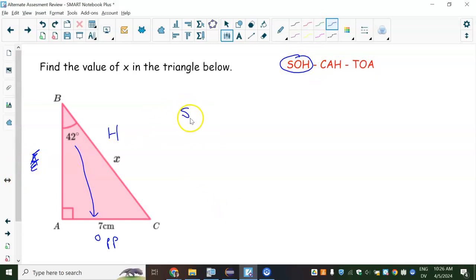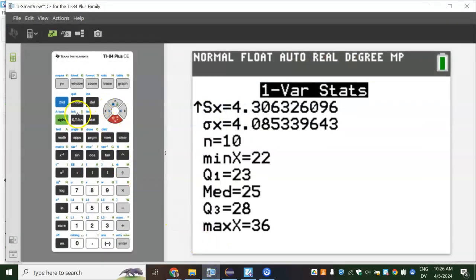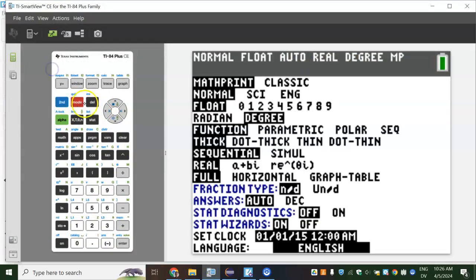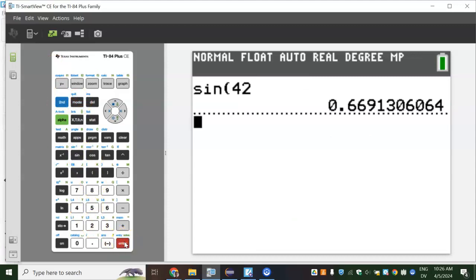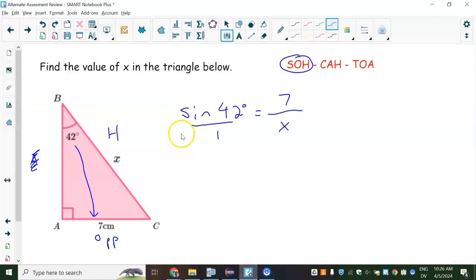Okay, so the setup here is you just do the sine of the angle, which is 42 degrees, equals the opposite of 7 over the hypotenuse of x, and then we just got to solve this. Okay, so the first step is to do sine 42 on our calculator. And make sure your mode is in degree mode here because it's a degree angle. All right, and then I'm just going to type sine 42 quick and get a decimal. So it's about 0.67 by the look of it. So I'm going to write this as 0.67 over 1.